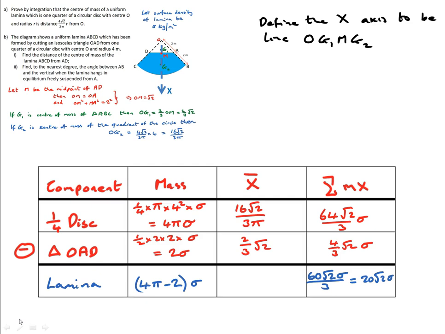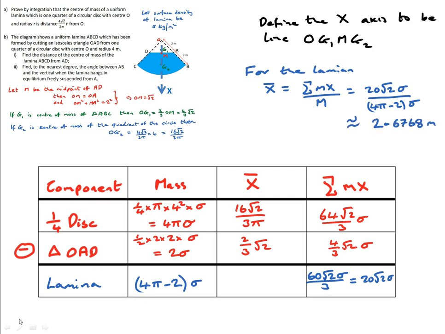The centre of mass for the lamina, therefore, is the sum of the mx's for the lamina divided by the mass of the lamina, so that's 20 root 2 sigma divided by 4 pi minus 2 lots of sigma. The sigmas cancel, so we've got 20 root 2 divided by 4 pi minus 2, which gives us the x-coordinate of the centre of mass there as 2.6768.